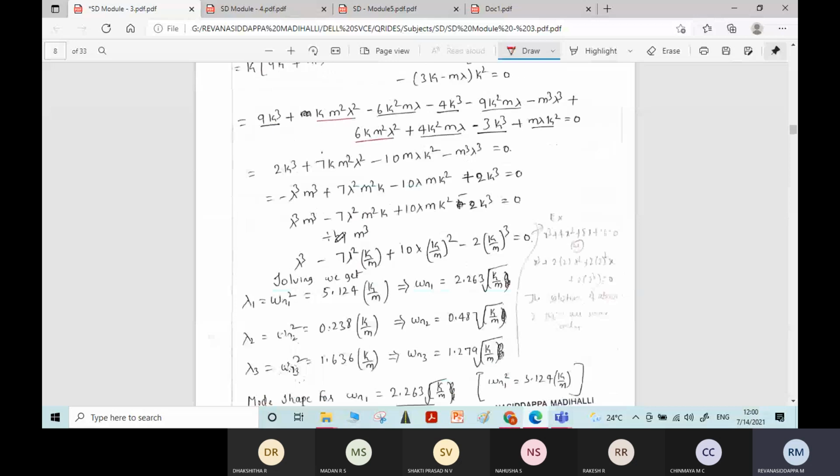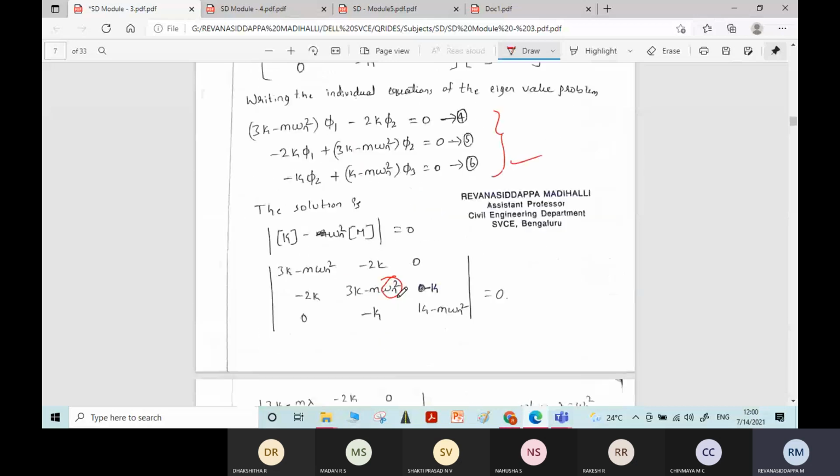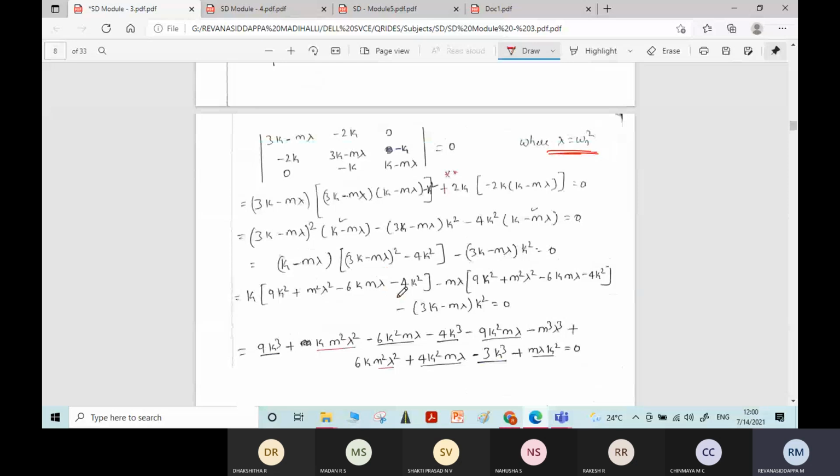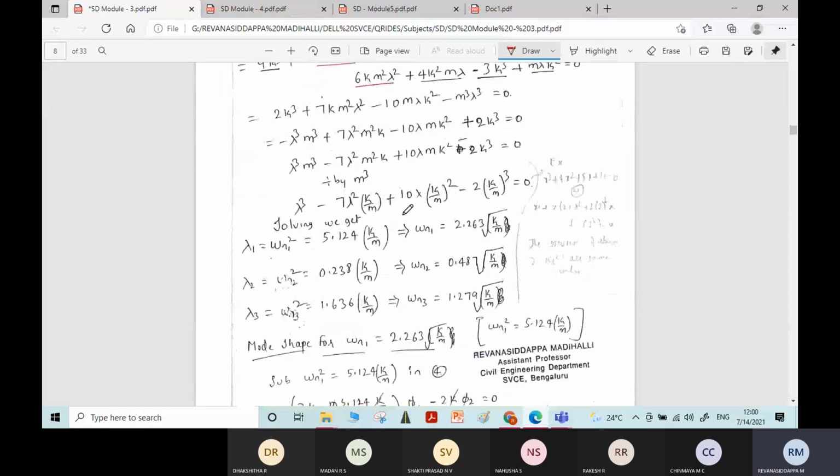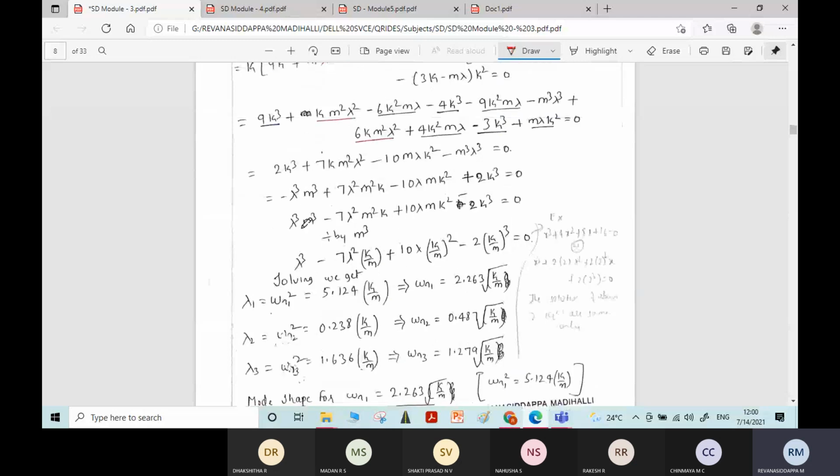Okay, finally you got a cubic equation. For a 2 mass problem, you will get a quadratic equation. For a 3 mass problem you will get a cubic equation. The final equation is this one, obtained by dividing by m cube. So it is a cubic equation. By solving in your calculator, you will get the roots.